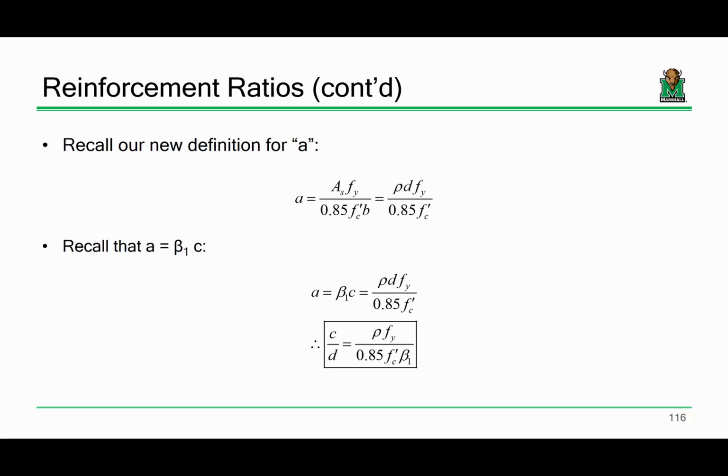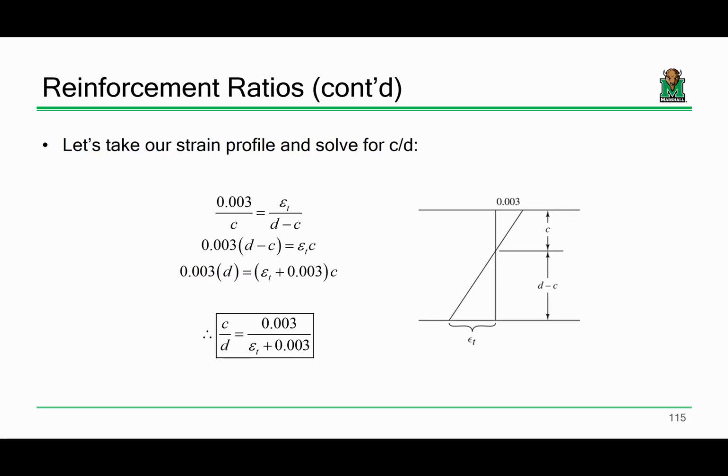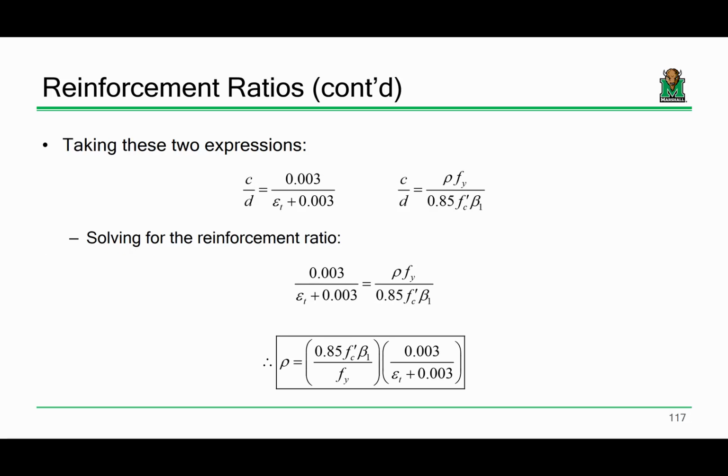Why is that important? Well, I can take this expression for A. Remember, this is my expression for A, AsFy over 0.85 Fc prime B. And I can replace that with this new term, using rho. Well, A equals beta 1 times C, so C over D equals that. So I've got this expression for C over D, and I've got this expression for C over D. I can set the two equal to one another and solve for rho.